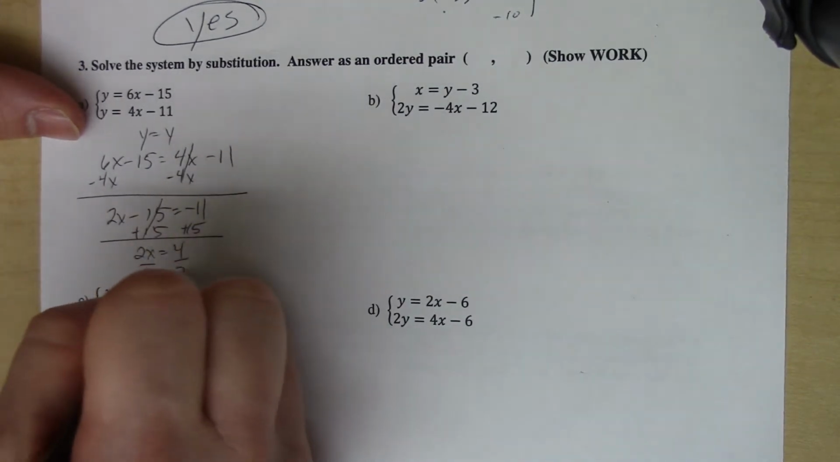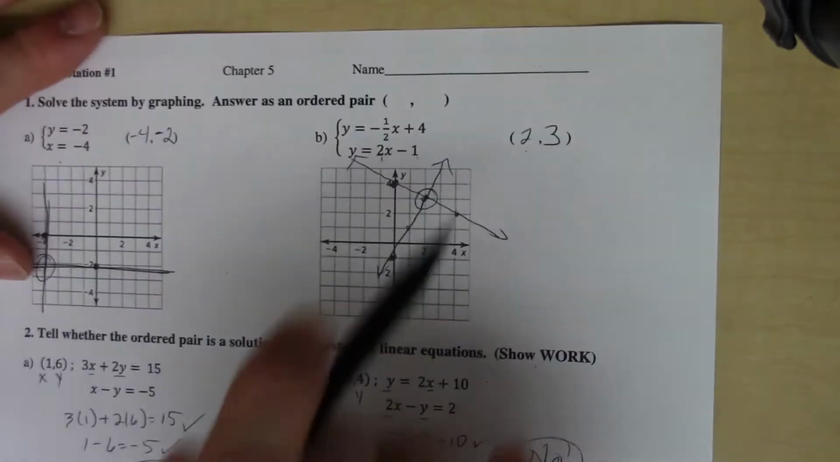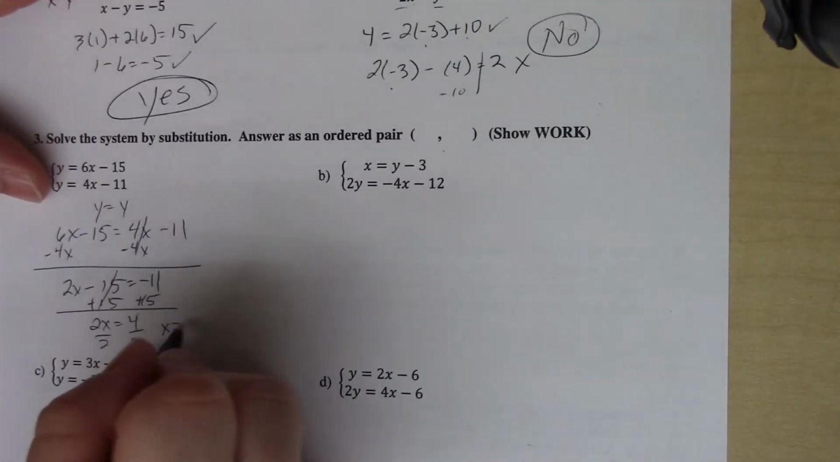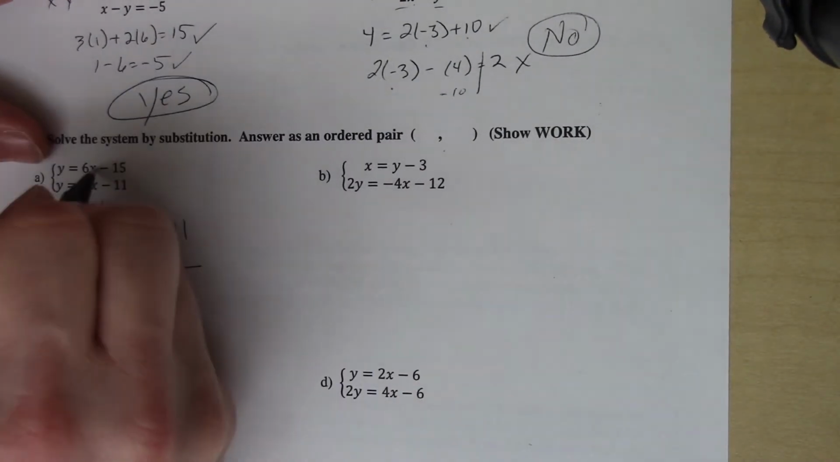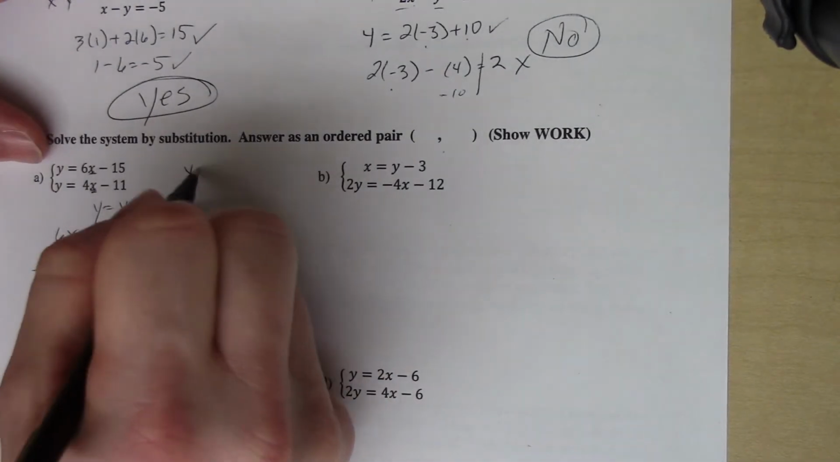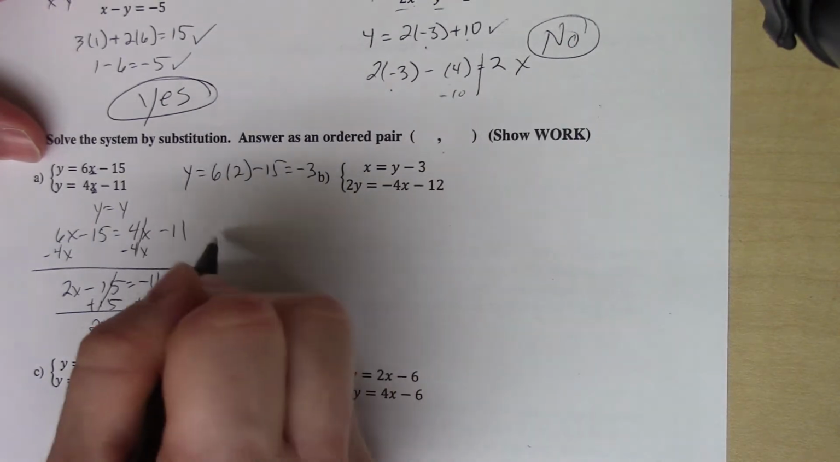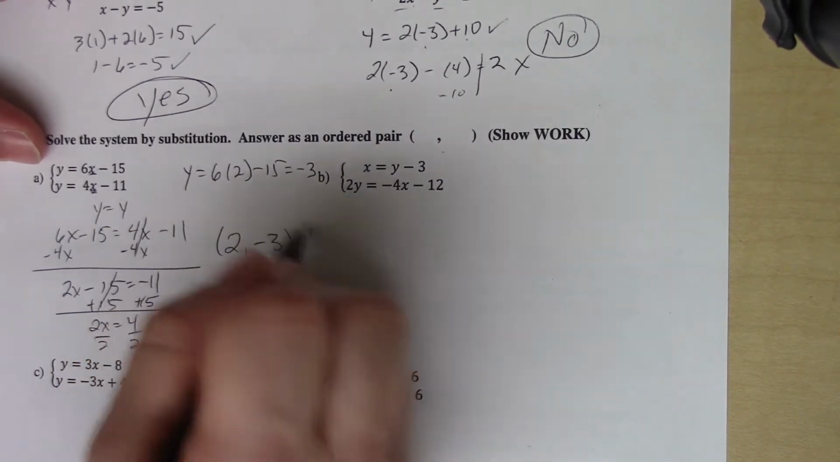and divide. And remember that the solution is a point. Right, the solution is a point. It even says write as an ordered pair in your directions here. So when you get x equals 2, remember you're not done. You got to go back in and plug it into either one of these. So y equals 6 times 2 minus 15, and that gives me -3. And so I get the point 2, -3 as my solution.